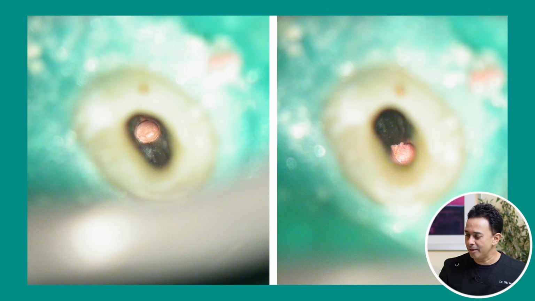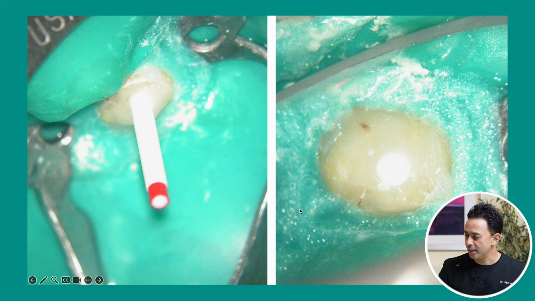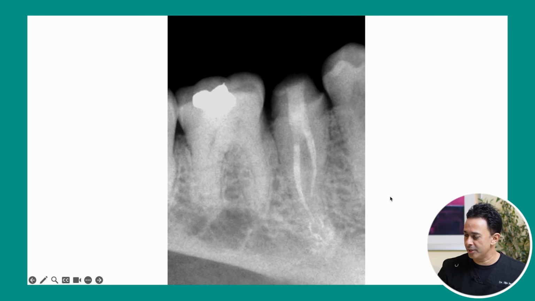Then we cleaned, shaped and obturated one lingual and one buccal canal. And that's how it looks. Then we put in a small fiberglass post and closed it up, and that's the post-op. So you can see one orifice that divides into two separate canals. This is a classic two-canaled mandibular premolar.